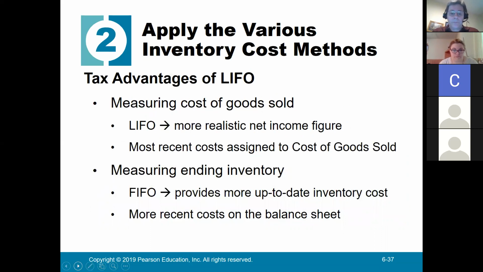All right. So these are the back and forth arguments between the two. LIFO is a little more realistic net income figure. FIFO, a little more up-to-date inventory costs.